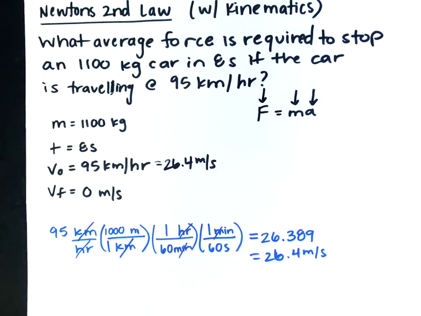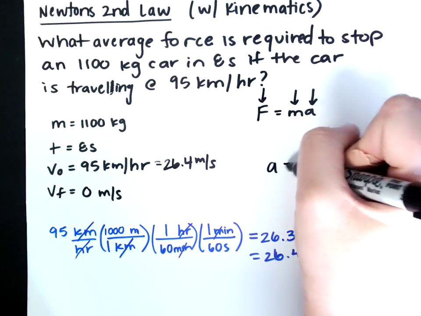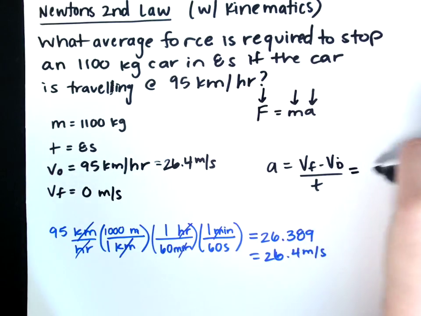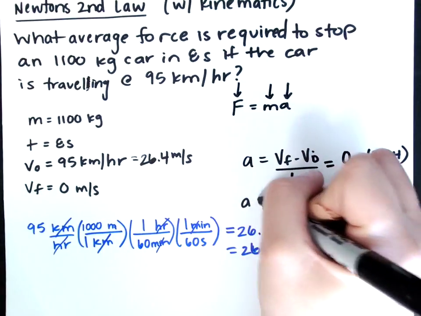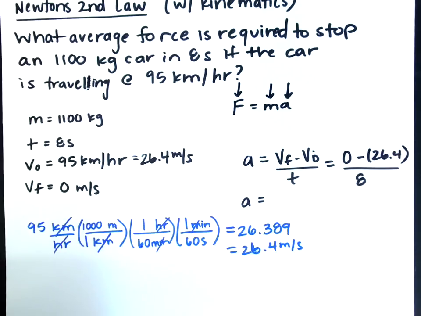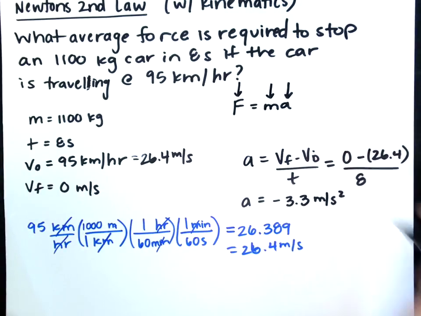Okay. So now we can use our equation for acceleration. Acceleration equals change in velocity over time, and just like below, notice, our velocity final is 0. So we're going to just get a is equal to v final minus v initial over time. Our v final is 0 minus initial is 26.4 over 8 seconds. We get a negative, which is good because the object's slowing. And what's our value? Negative 3.3 meters per second squared. Great.